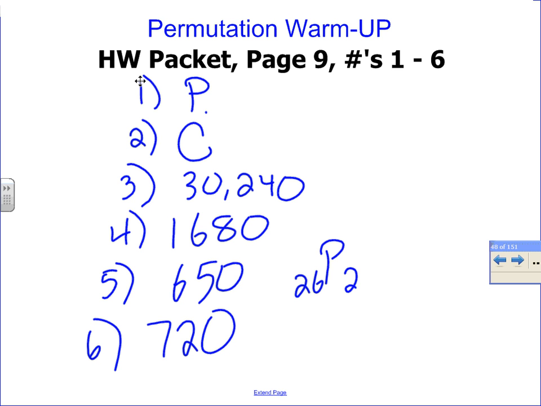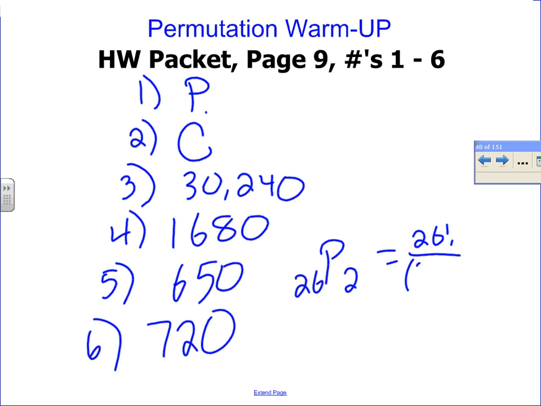So it's 26 times 25 is the multiplication counting principle. That's the same thing as this formula. Permutation means order matters. Remember the formula from yesterday. 26 factorial over 26 minus 2 factorial, which is 26 factorial over 24 factorial. So dividing all this is the same thing as taking 26 times 25. So you're exactly right, but it means the exact same thing.